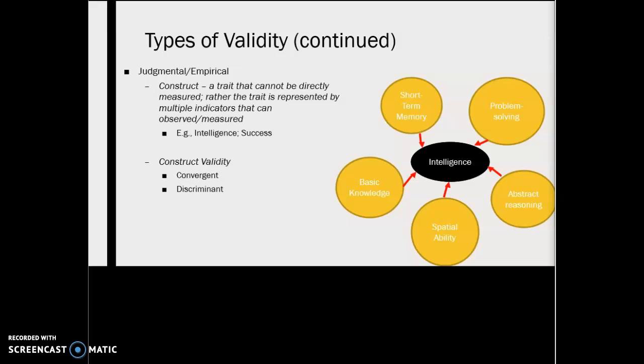And in general, when we think about adequate levels, then we're talking about a level of 0.8. And again, this involves correlation coefficients.